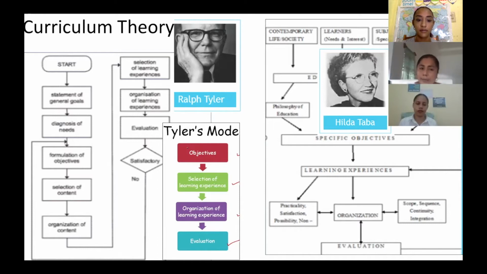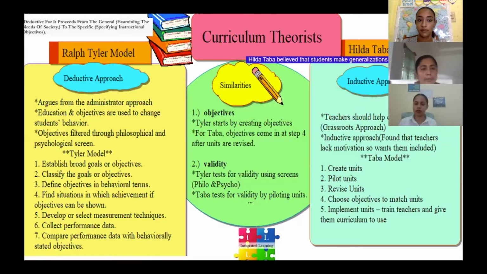So like Tyler's model, Hilda's model also has objectives. It has learning experiences. It has the implementation phase and evaluation. We go in depth and we look at their models and their theories. To the left on the screen, we have the Ralph Tyler model. He uses the deductive approach.